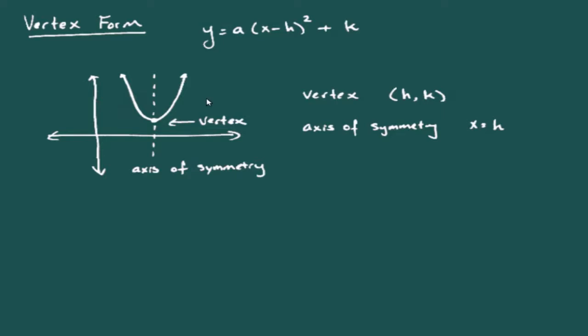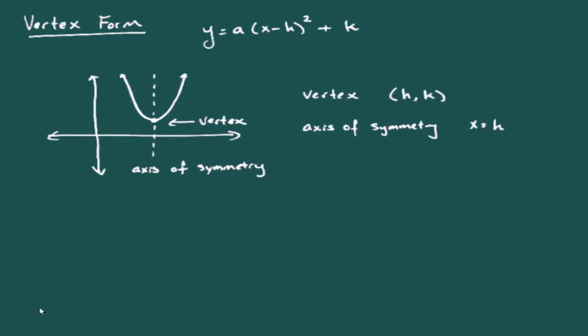The nice part about vertex form is that it does exactly what its name says. We can pretty much read off the equation immediately what the vertex is. The vertex is given by h and k. The x-coordinate of the vertex is h, and the y-coordinate of the vertex is k. The axis of symmetry, which is the vertical line running through the vertex, is given by the equation x is equal to h.